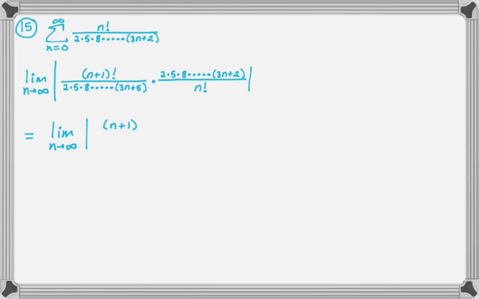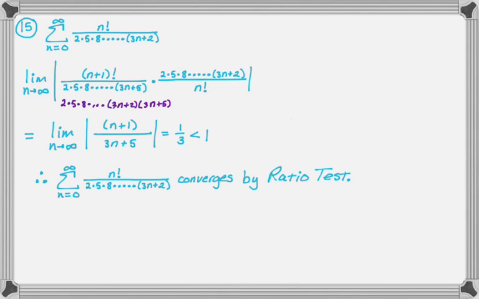So what I'm going to do is think about what term would be immediately before 3n plus 5. Well, I would just subtract 3, right? And that would take me to 3n plus 2. So really the denominator is 2, 5, 8, and then 3n plus 2, and then that is being multiplied by 3n plus 5. So if we expand it like that, you can see that the whole thing is going to simplify with the other numerator and just leave us with 3n plus 5. And if we take that limit to infinity, we get 1/3, and 1/3 is less than 1. And so we can say the original series converges by the ratio test.